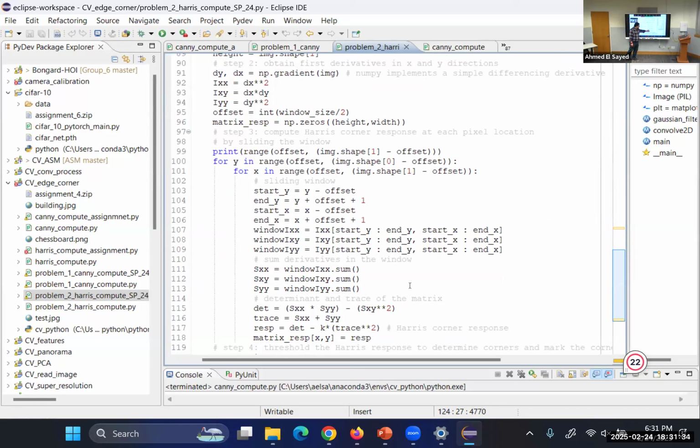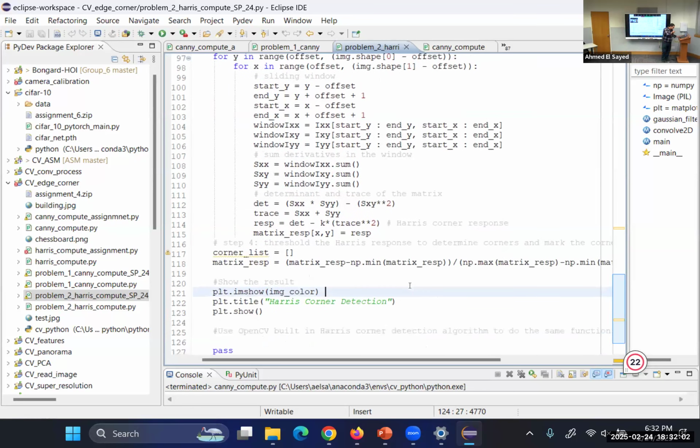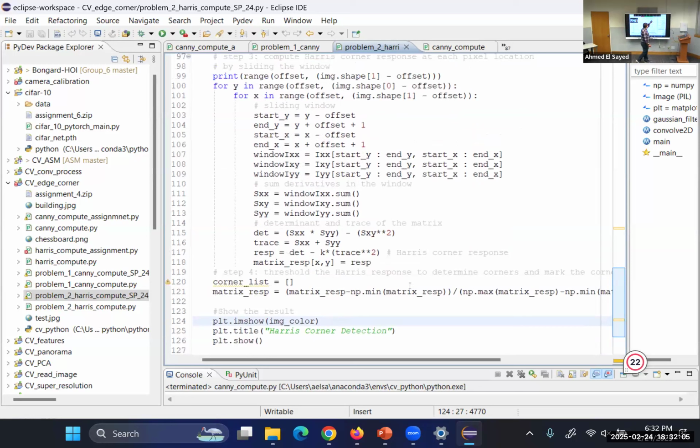I will use those three values to calculate the determinant and the trace. As we stated, the determinant is AC minus B squared. The trace is A plus C. Next step, calculate the operator and store it in the operator matrix. Then I will use it later for visualization and judgment. After I finish the shift over the entire image, I will start to judge the operator.